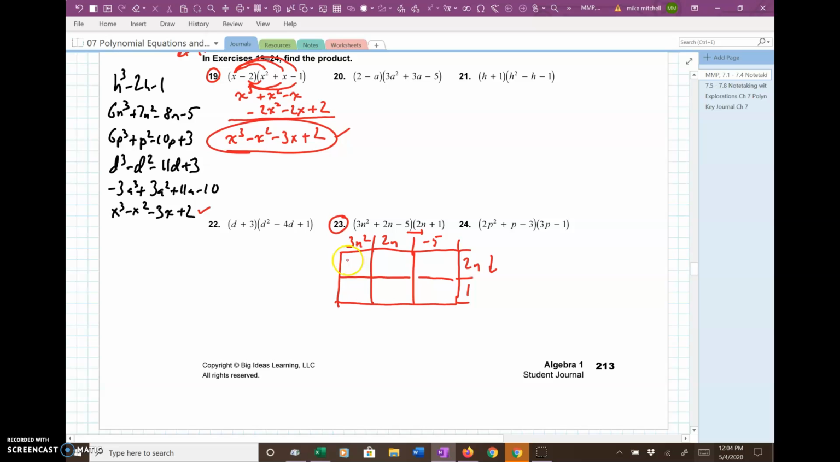Multiply 2n times 3n, that's 6n cubed. 2n times 2n, that's going to be 4n squared. 2n times negative 5, that's going to be negative 10n. Where's my negative go? 1 times 3n squared, that's 3n squared. 1 times 2n, that's 2n. 1 times negative 5, that's minus 5.